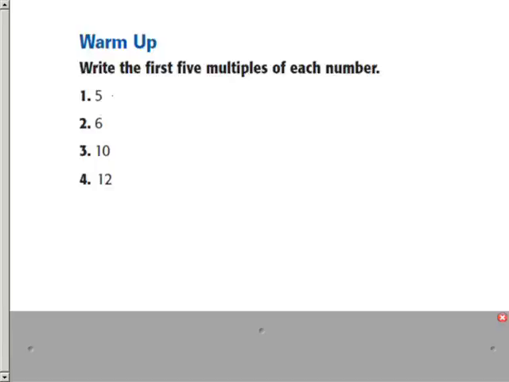5 times 1 is 5. Then times 2 would be 10. Times 3, 15, 20, 25. So again, we're just doing times 1, times 2, times 3, times 4, or you can think of it as counting by 5s. These are multiples of 5. Remember, the factors of 5 would just be 1 and 5. So that's the difference between the factors of 5, 1 and 5, and these, the multiples of 5.